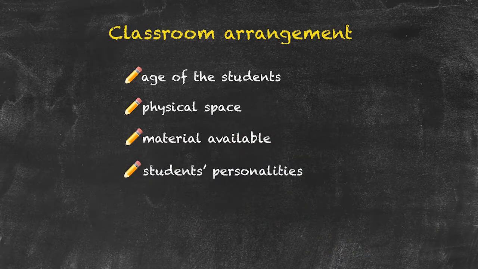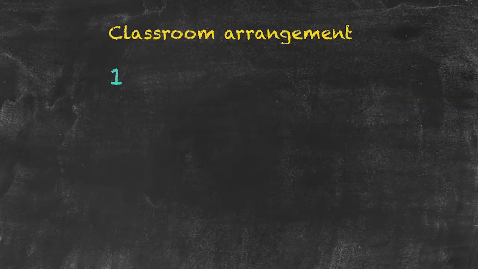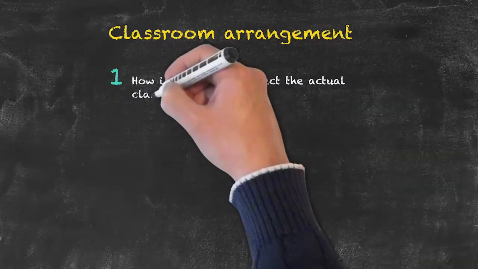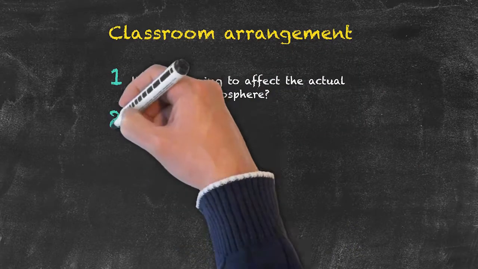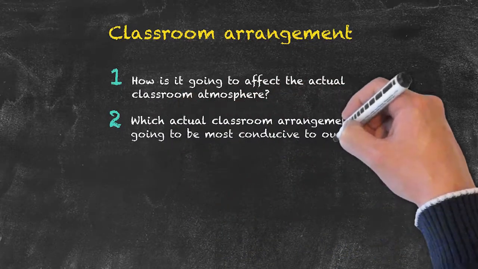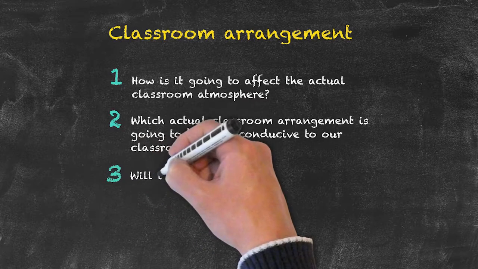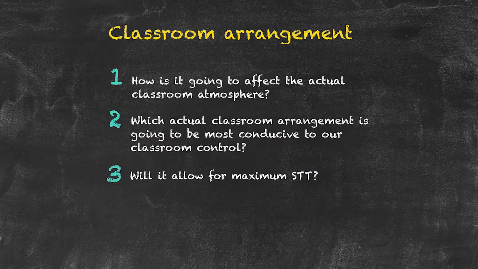So within the idea of classroom arrangement, there are a number of possibilities, and we need to think about a number of questions as to how we arrange the classroom. Perhaps first and foremost, how is it going to affect the actual classroom atmosphere? Secondly, which actual classroom arrangement is going to be most conducive to our classroom control? Thirdly, will it allow for maximum student-to-student interaction? So we could call that student talk time.